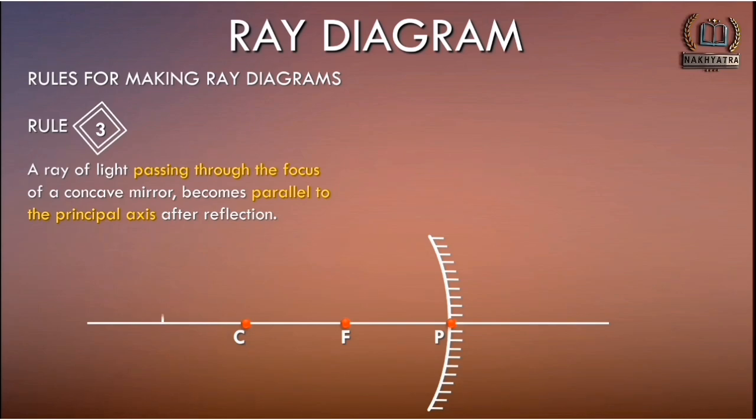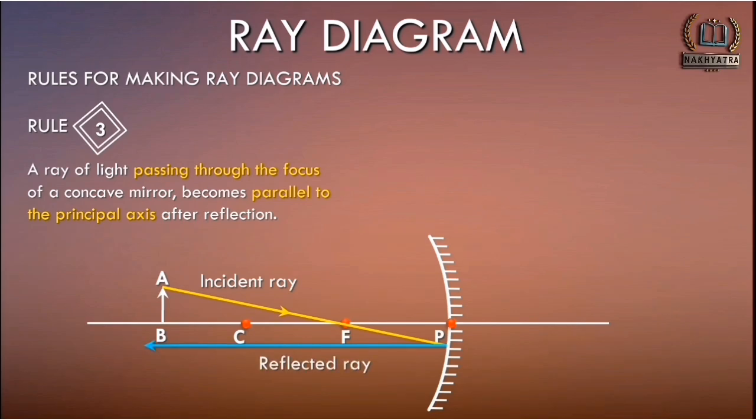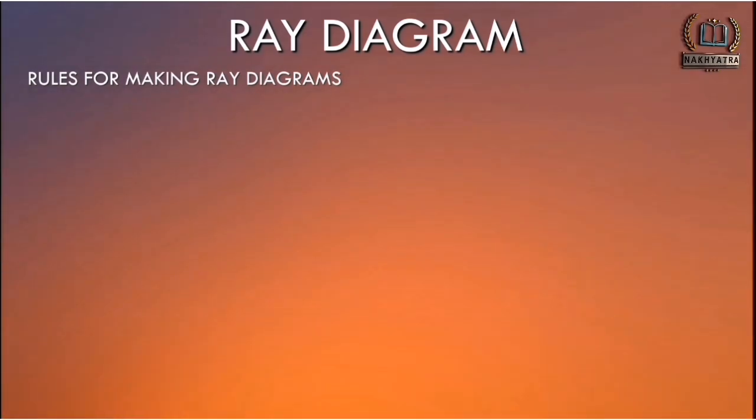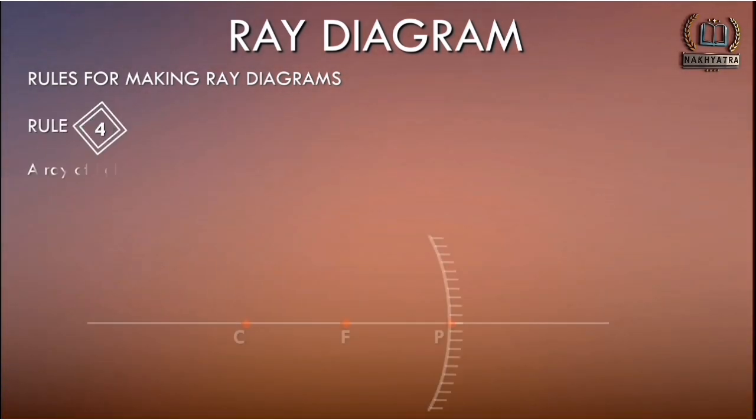Okay? So this is the incident ray passing through the focus, and after reflecting, the reflected ray is parallel to the principal axis. Okay, now let us see rule number 4.